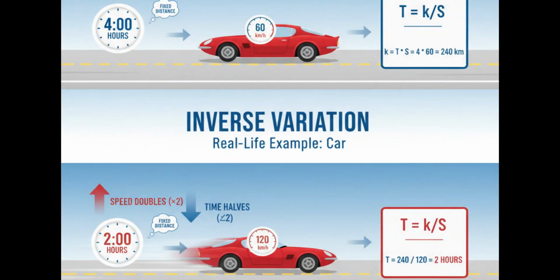The constant here is 240, which is the total distance. When the speed doubles from 60 to 120, the time becomes half, from 4 hours to 2 hours. That's because going faster covers the same distance in less time. So as speed increases, time decreases. That's inverse variation.